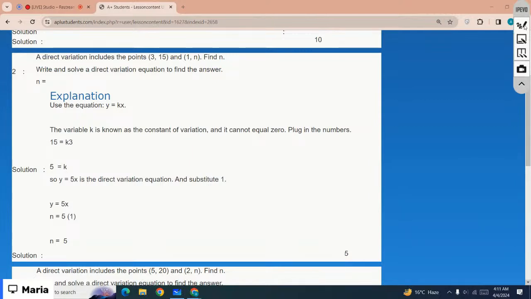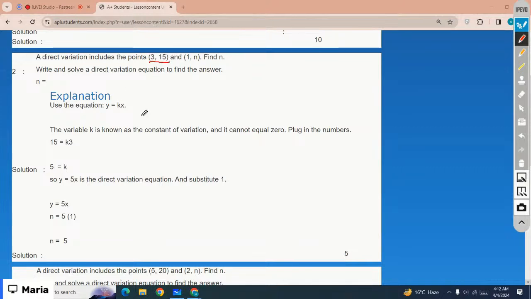variation means if one of the values is increasing, the other value is also increasing, right? If one of the values is decreasing, the other value is also decreasing. So you can make a relationship equation from here, right? That is y equals kx. Y is 15 here. That is 15 equals k times 3. That means k equals 5.